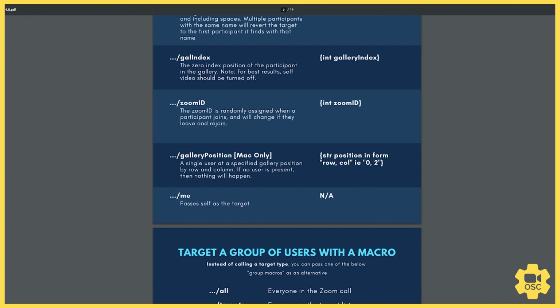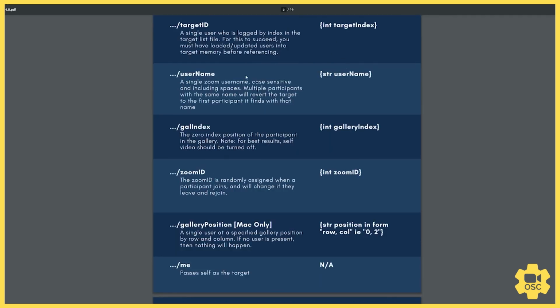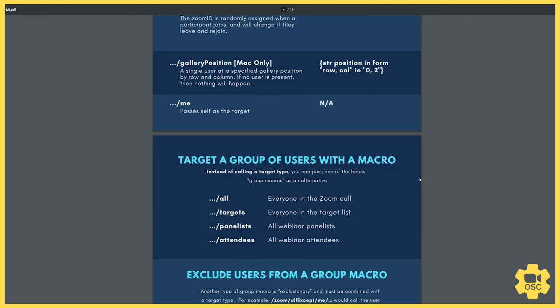And then finally, me. Me just says I want to call this action on myself, which is the ZoomOSC client. Again, ZoomOSC joins the meeting as a participant, so it is totally valid to call some commands on yourself. And if you do that, you don't actually have to specify anything. We know who you are, so you don't have to otherwise identify yourself. All these other ones, if you're using somebody's username, well, you have to tell it the username. But with me, you don't have to send anything else.